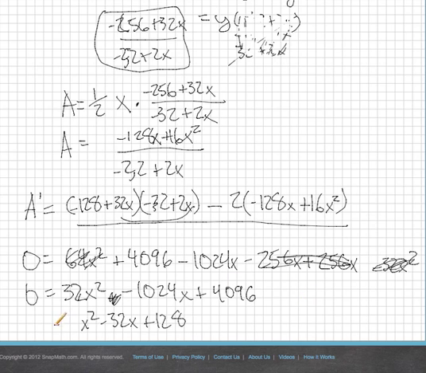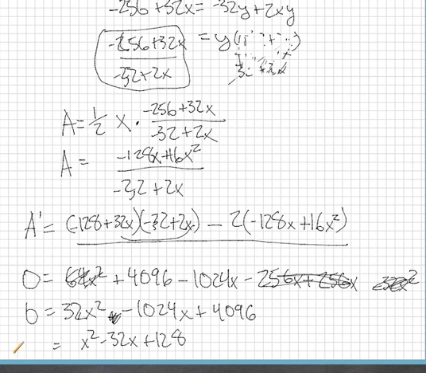So now we're going to factor. Sorry, what we want to do is not factor it. We want to use the quadratic equation. So we're going to plug it into the quadratic equation. So it's going to be 32 plus or minus the square root of 32 squared minus 4 times 128, over 2. That's what x is going to equal.